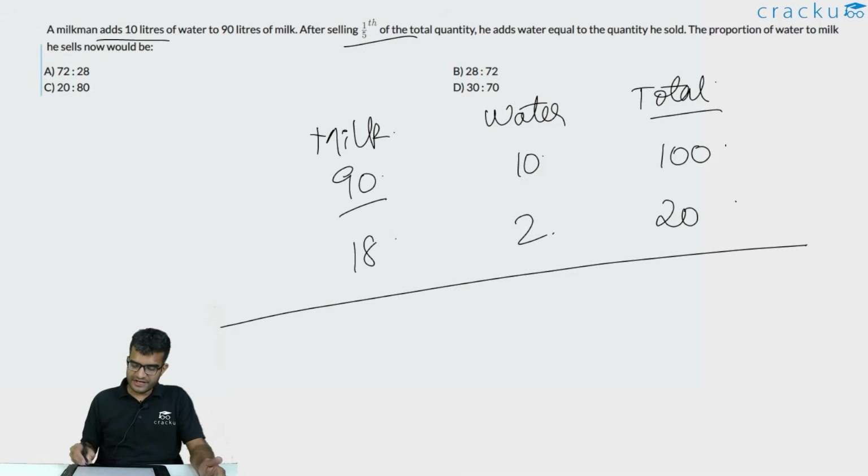So the amount remaining will be 90 minus 18, which is 72 liters of milk, 10 minus 2, which is 8 liters of water, and 100 minus 20, which is 80 liters in total.